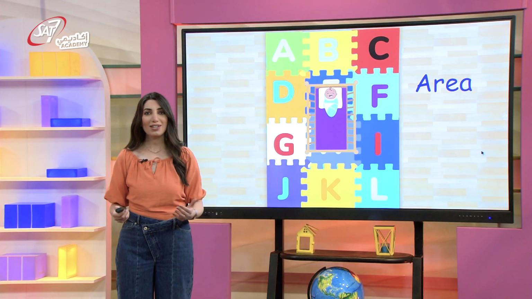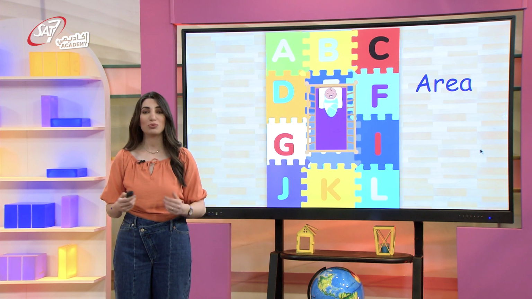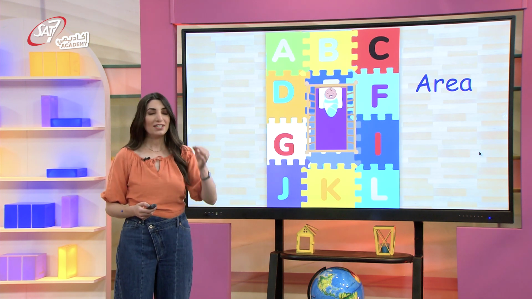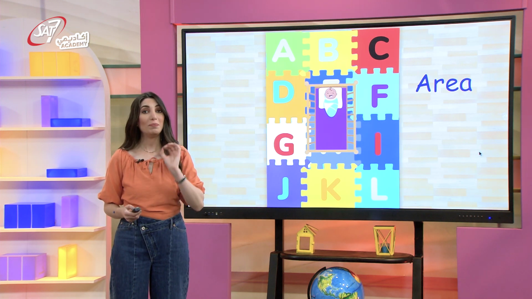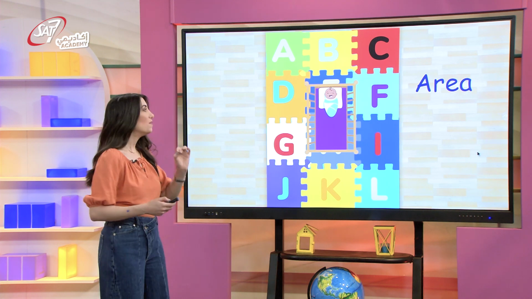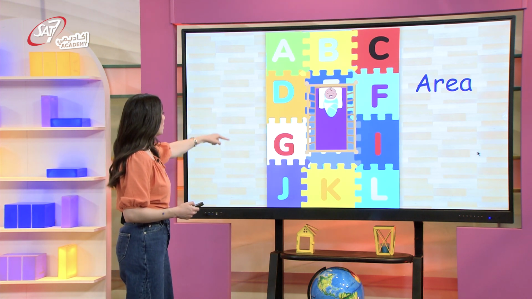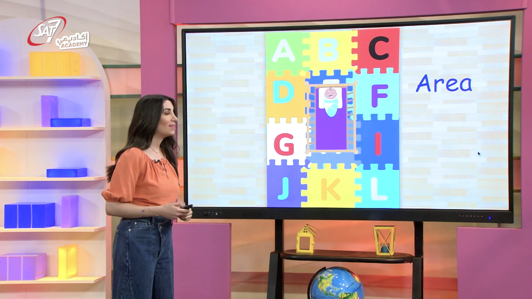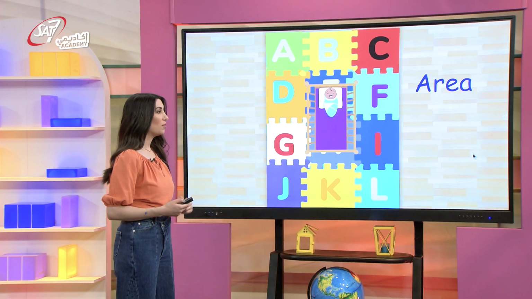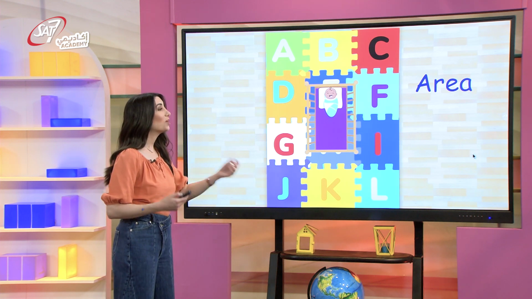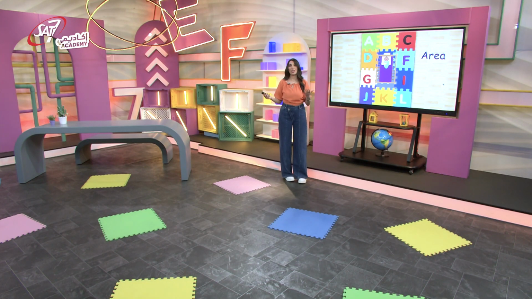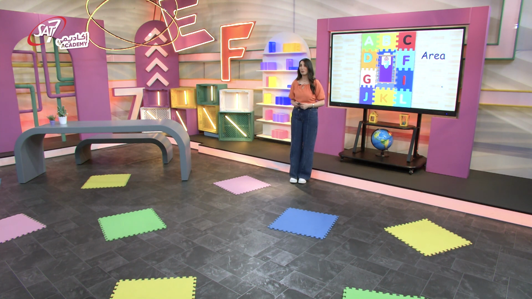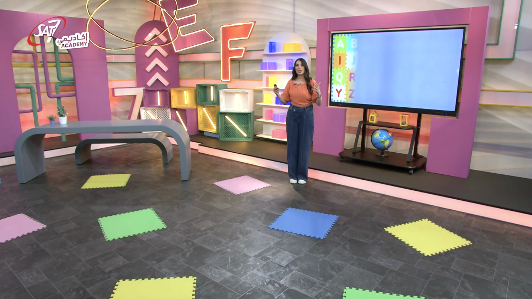So, how long and how wide is the bedroom floor? If the side of each square tile is 1 meter, then the length of the room is 1, 2, 3, 4 meters, and its width is 1, 2, 3 meters. 4 times 3 equals 12 square meters. That's the area of the bedroom floor. Let's consider a bigger room.